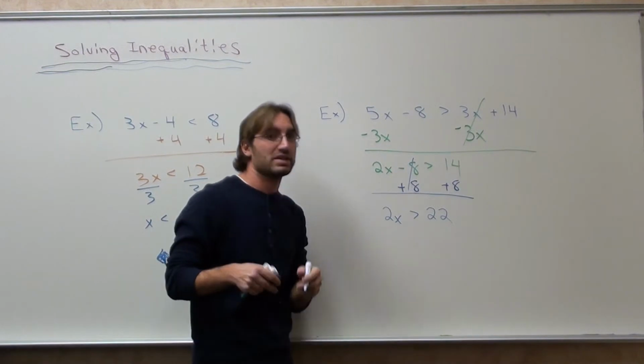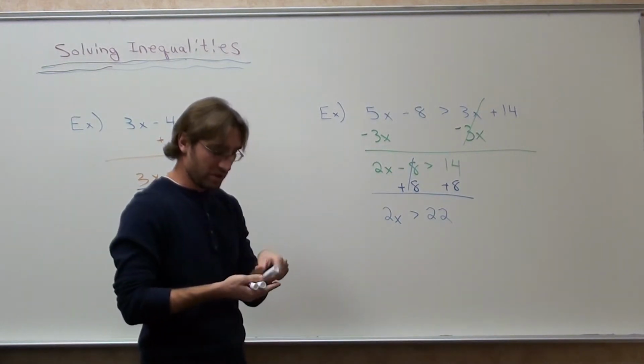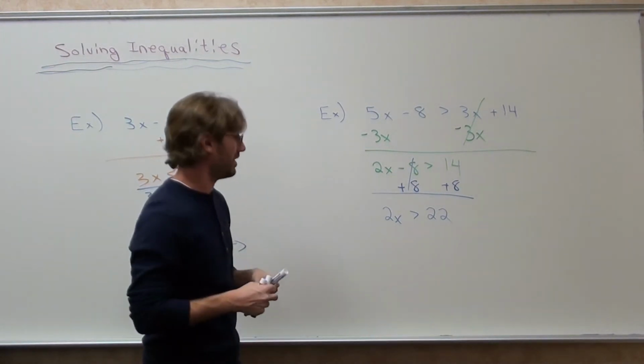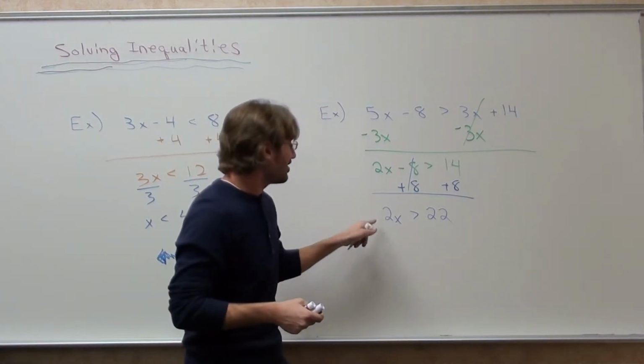2 times x is greater than 22, Emmitt Smith's number, although Walter Payton was a lot better of a running back, in my opinion.